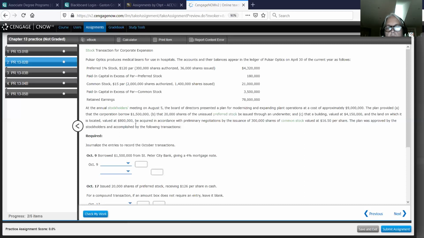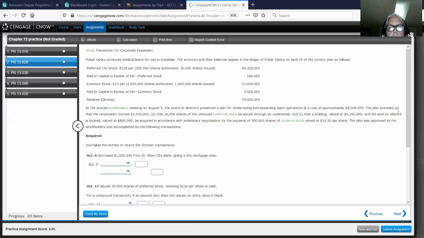All of these things are going to happen, and they're going to be acquired in accordance with the preliminary negotiations by the issuance of 300,000 shares of common stock that is valued at $16.50 per share. This is the market value of that stock at that particular time. It says that the plan was approved by the stockholders and was accomplished by the following transactions. So what they want you to do is to journalize the transactions for plan A, B, and C.